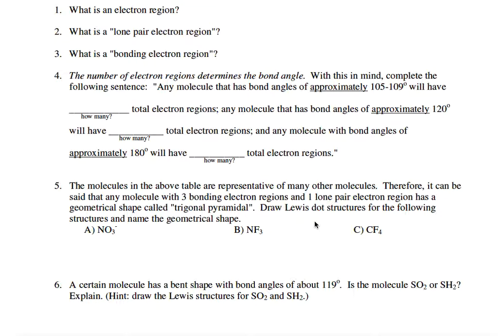And a bonding electron region for number 3, I would say where you have a single, double, or a triple bond. So it's a group of 2, 4, or 6 electrons. As we look at number 4 here, what determines how many electron regions? Between 105 and 109, we would have 4 regions. If it's approximately 120, that'd have 3. Reminder, this 120 is a way to get those 3 regions that are around the central atom as far away from each other as possible. And approximately 180 would have 2 electron regions.